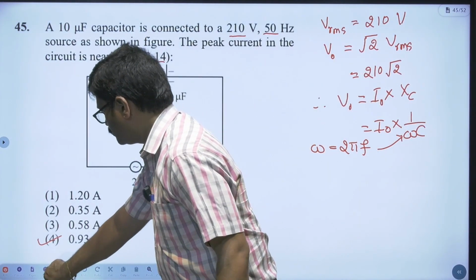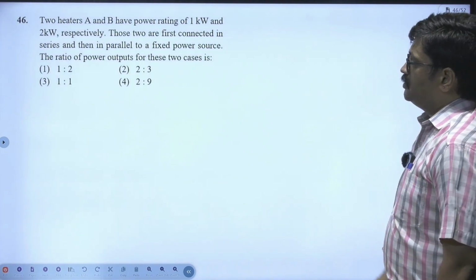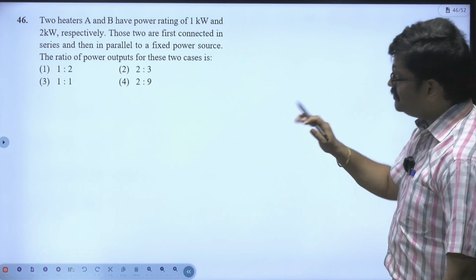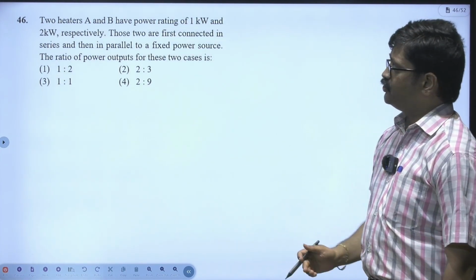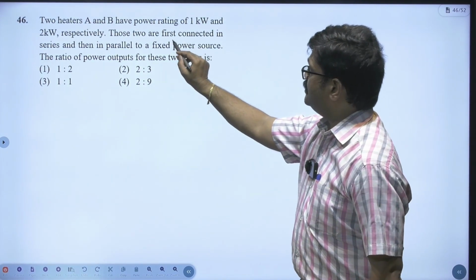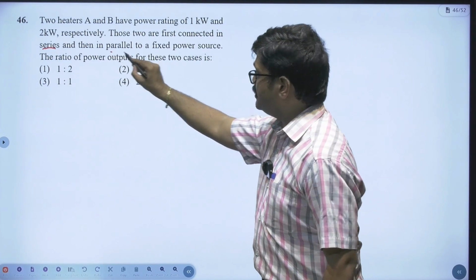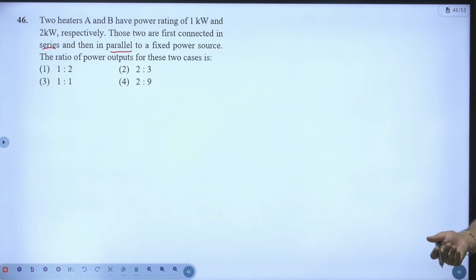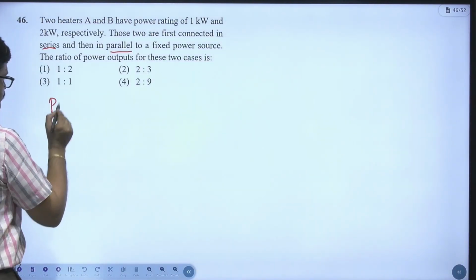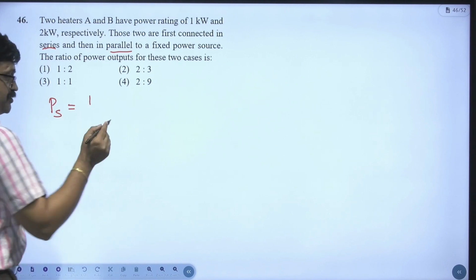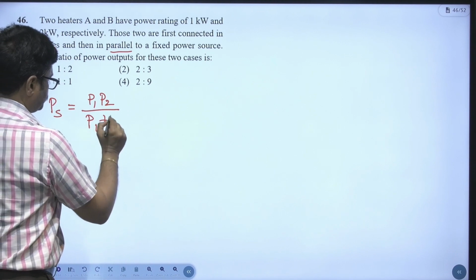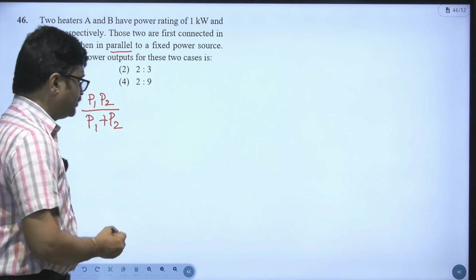Now let me move on to the next question, 46th question. Two heaters A and B have power ratings of 1 kilowatt and 2 kilowatt respectively. Those two are first connected in series and then in parallel to a fixed power source. The ratio of power outputs for these two cases. See, firstly they are connected in series and then in parallel. Now, hope you recall the power expression in series and parallel. Power in series is equal to 1 by P1 plus 1 by P2, so I'll write it as P1 into P2 divided by P1 plus P2. This is power in series, is it not? Okay, then power in parallel.